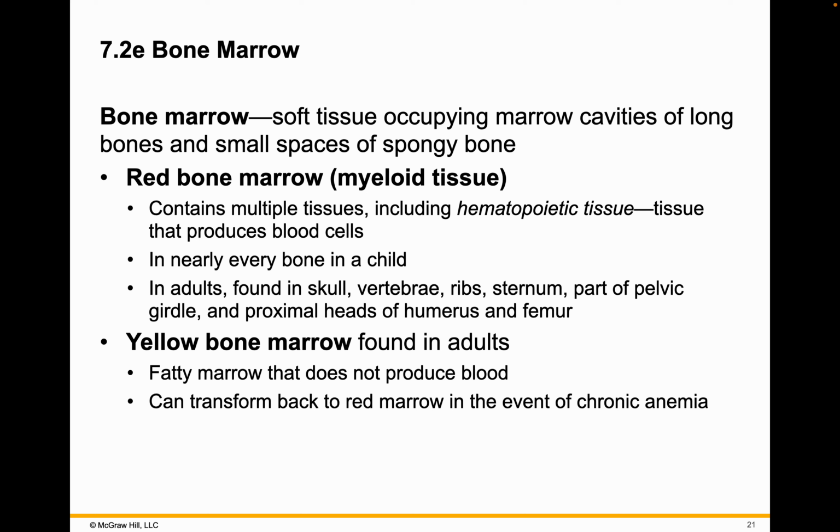Almost all of the bones in early childhood contain red marrow. As we become adults, this red marrow shifts to some of the spongy bones, such as that found in the skull, the vertebrae, the ribs, the sternum, the pelvis, as well as the proximal head of the humerus and femur. Yellow bone marrow is replacing the red marrow in the marrow cavities of long bones. In adults, it's a fatty marrow that doesn't produce blood. However, it can transform back to red marrow if there is a chronic anemia.